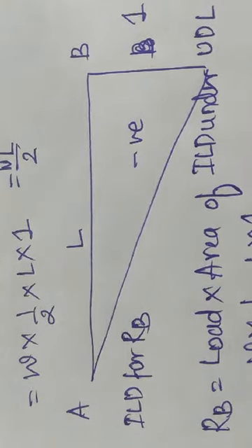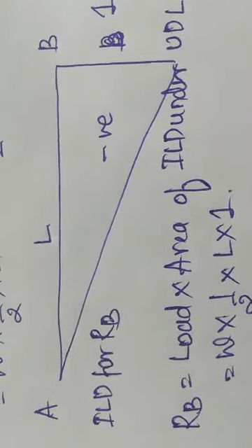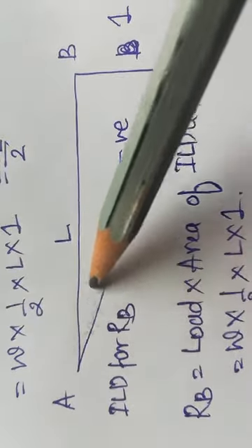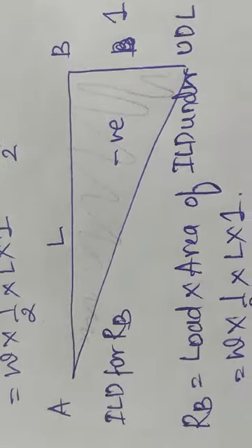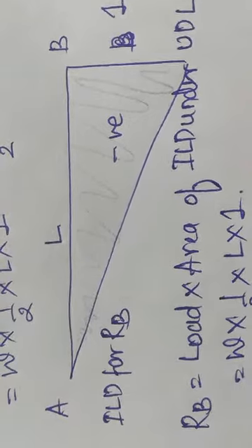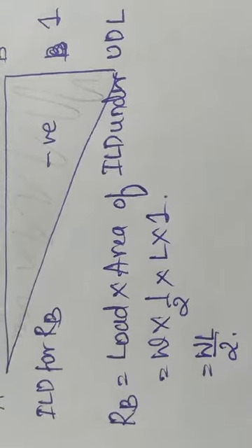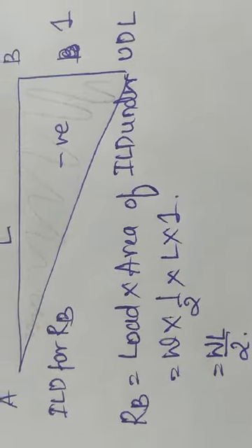Now, the value of reaction Rb can be calculated as follows: load multiplied by the area under the UDL, that is completely, because the load is covering the complete beam. So, it is given by half base into height multiplied by the load. Again, we will be getting WL by 2. Rb is maximum, WL by 2.